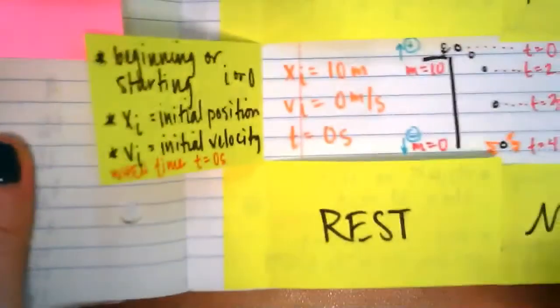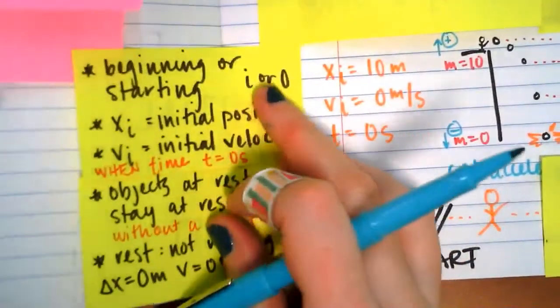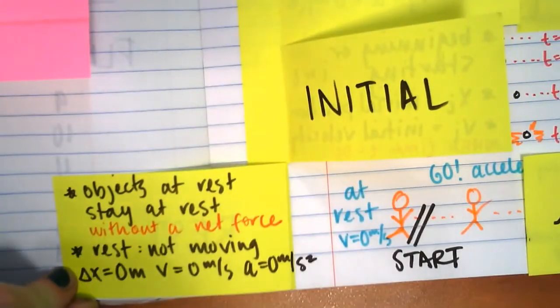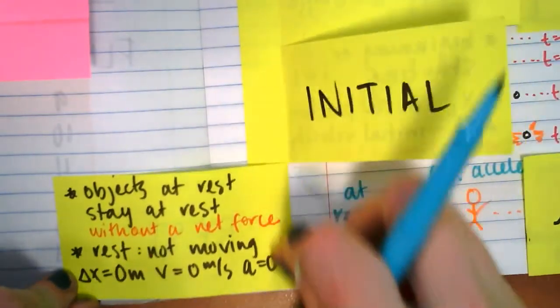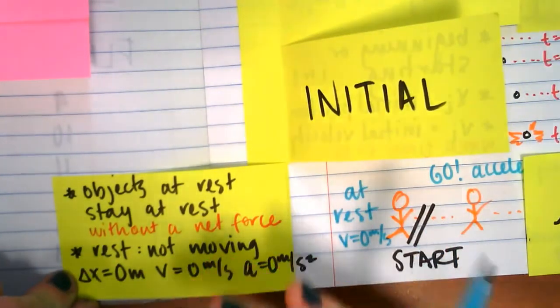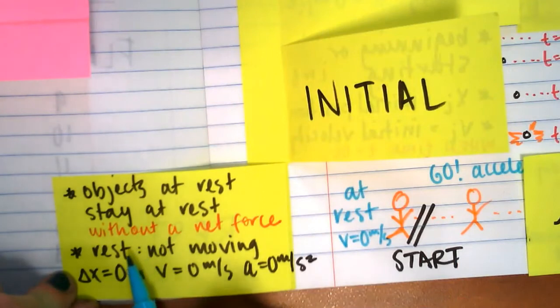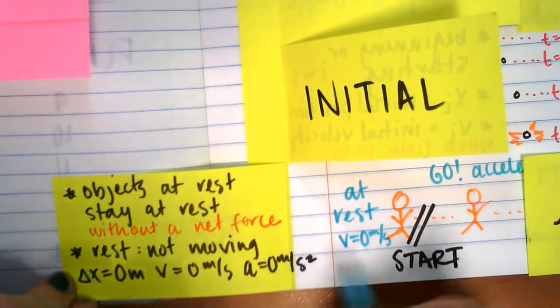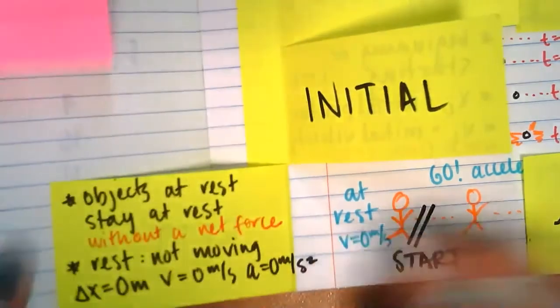Our final two terms on this foldable are contrasting rest versus motion. Both of those words will be used in problems. Objects at rest stay at rest without a net force acting on them. So this term rest we'll use in this unit and in our next unit that's about forces and collisions. Being at rest means you're not moving, means your displacement during whatever time interval you're at rest for is 0 meters, means that your velocity during that time is 0 meters per second, means your acceleration is 0.